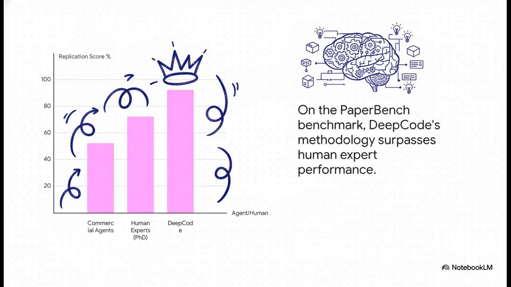Okay, prepare for the big reveal, because this is wild. The researchers tested this on a benchmark called PaperBench, where the AI has to replicate code from machine learning papers, a super complex task. Existing commercial AI agents, they solve it about 50% of the time. A team of actual human experts, PhDs from top universities, they managed a score of 72.4%. DeepCode, using this 4-pillar method, scored 75.9%.